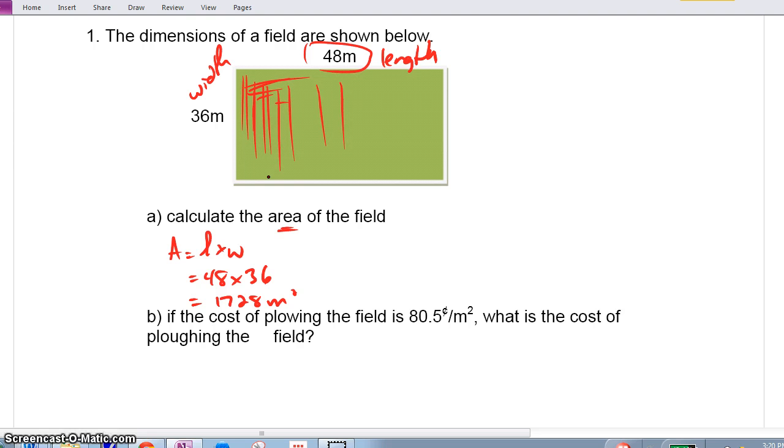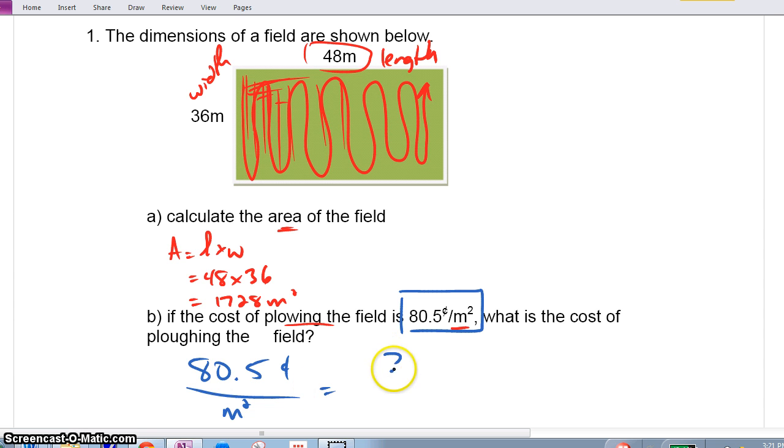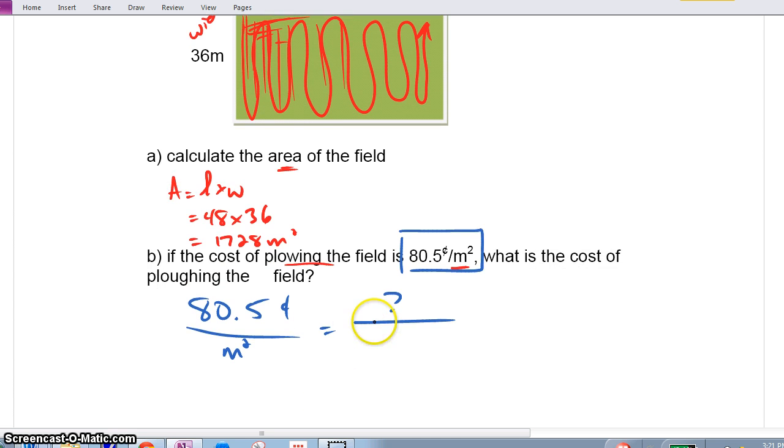So if you're maybe getting paid to plow this field, you might be getting paid by the square meter. So you'd be very interested in what the total area is, how much plowing you're going to have to do, as you're going to have to crisscross the entire area of the field to plow the whole field. So looking at plowing, we have this rate. We have our pay, right? We get 80.5 cents for every meter squared we plow. So that's going to be equal to some total amount of money divided by 1,728 meters squared.